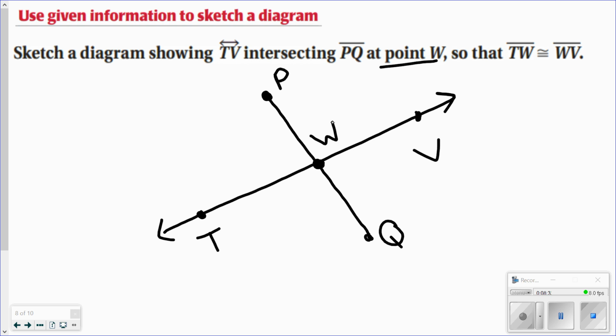And the last thing that it does tell us is that W is in the middle, so it's the midpoint. So TW is congruent to WB. So I can put tick marks there. So that's telling myself that those segments are congruent. And I'm done. Let's try this again.